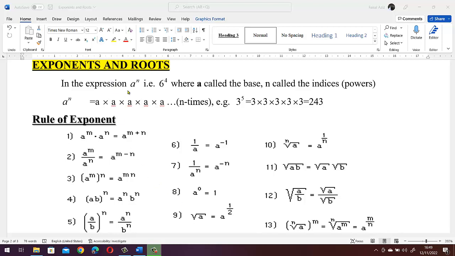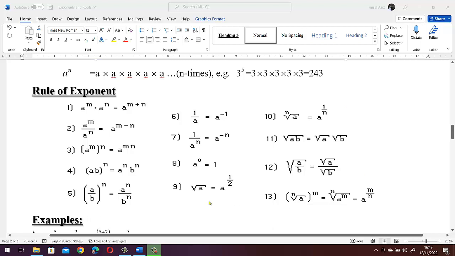Viewers, when we write an expression such as a power n, it means that a is called the base and n is called the index or the power. For example, if we have to write 3 power 5, it means we need to multiply 3 five times, and this will give us a result of 243. We have some rules which we use more often while dealing with exponents.